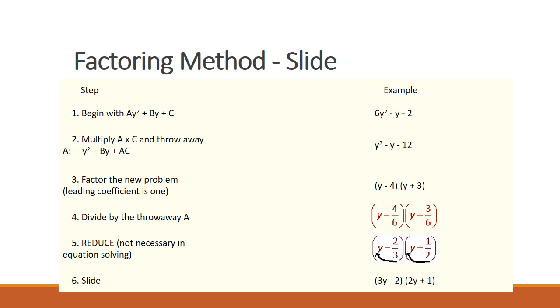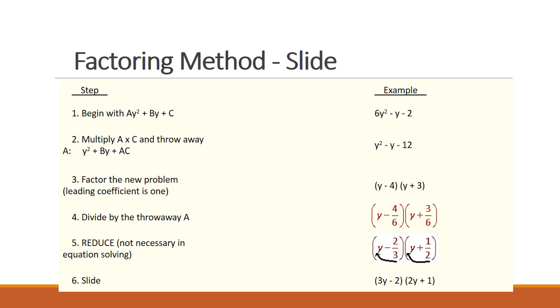Now we've got something that's fairly easy to factor. It's always easier to factor something when you don't have a number in front of your square term. So we find 2 numbers that give us negative 12 when we multiply them together, but add up to negative 1, and that gives me y minus 4 times y plus 3. Now we have to bring a back into the picture.